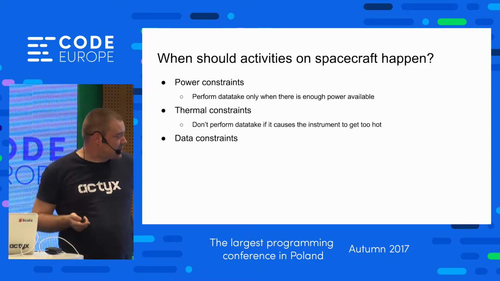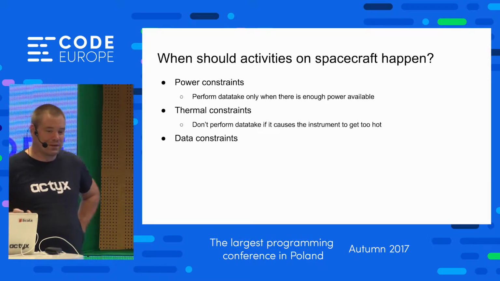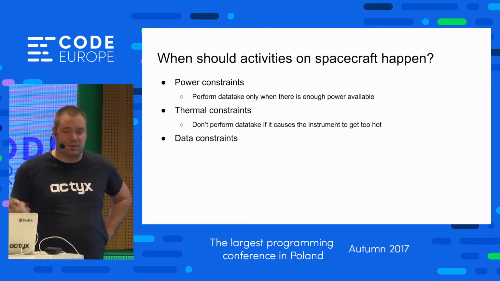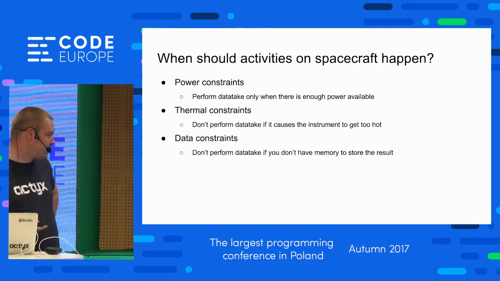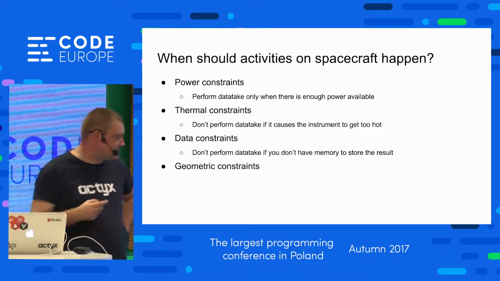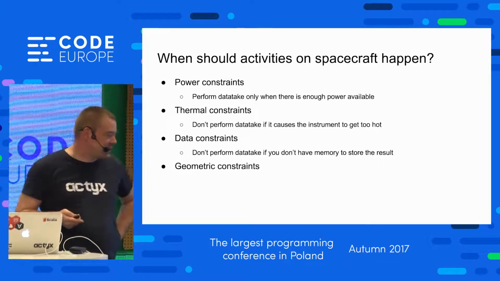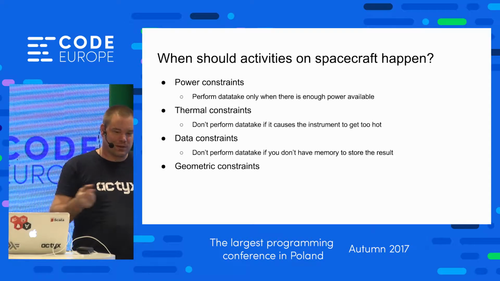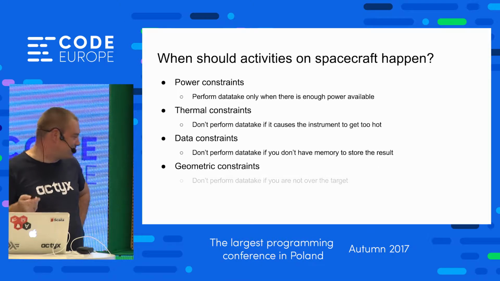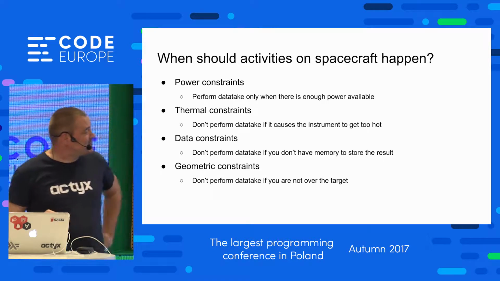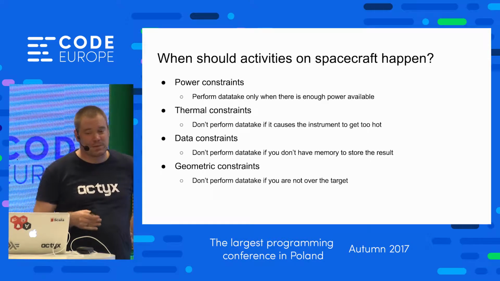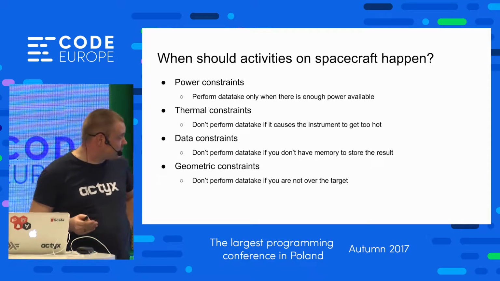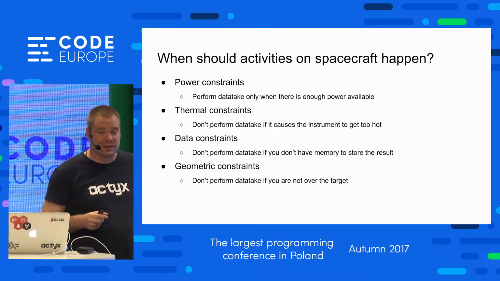Then you've got data constraints. It's also very obvious if you think about it. If you don't have space to store the image, there's no point in taking the image. I mean, you can do it, but you have to throw away the data, so there's no point. And the next thing is geometric constraints. Sounds very fancy, but it actually just means you should only take the picture when you're over the target. When you're not over the target, you're not going to get a good picture. So as you can see, this is a completely different and way more complex domain, but it's the same things that you can do. You can operate on sets of non-overlapping intervals.